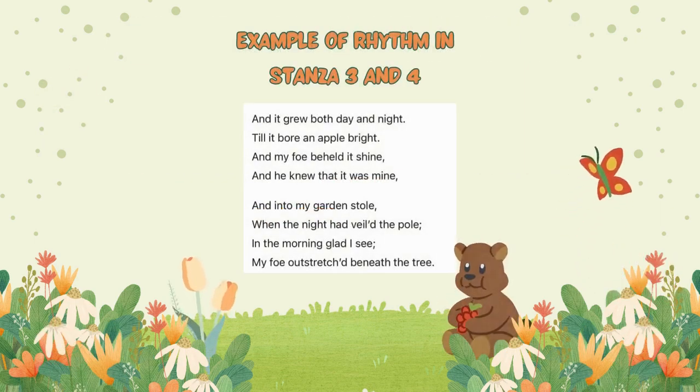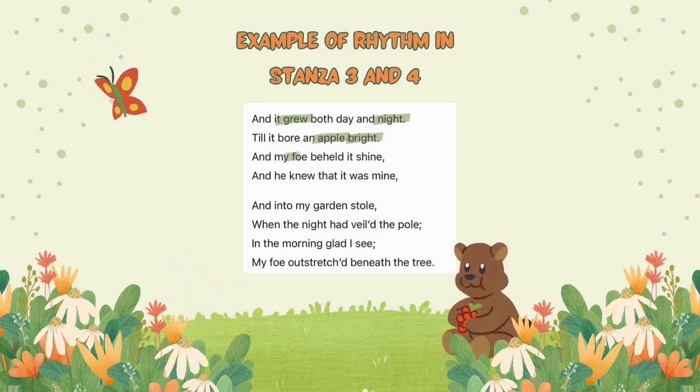For the example, we look at the third stanza. The stressed syllables are "grew," "night," "apple," "bright," "foe," "shine," "new," and "mine." These stressed words emphasize the growing anger, just like the tree getting bigger and stronger. This steady rhythm helps build tension and shows how the anger grows over time.